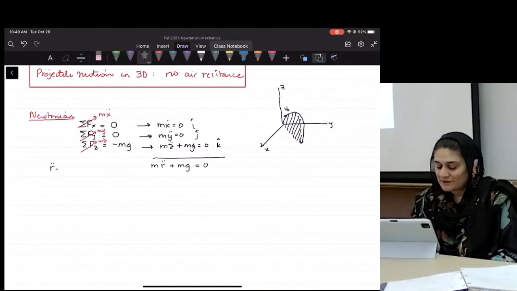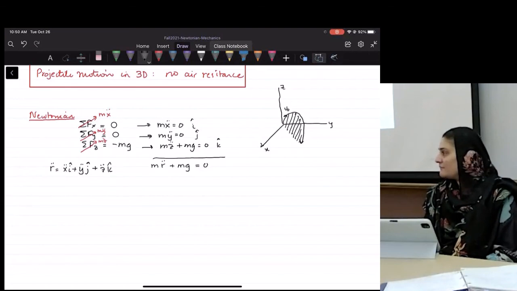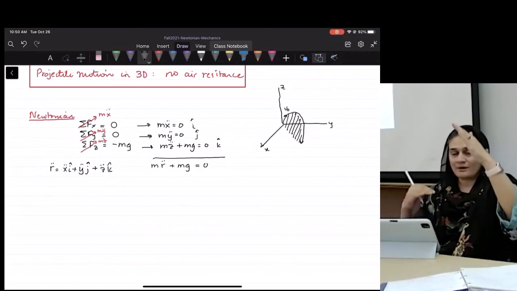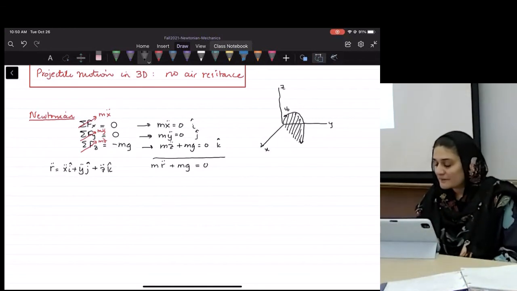Because r double dot is nothing other than x double dot i plus y double dot j plus z double dot k. That's how we define them, right? x, y, z. Now I'm combining them into a vector. So let me call this equation A.